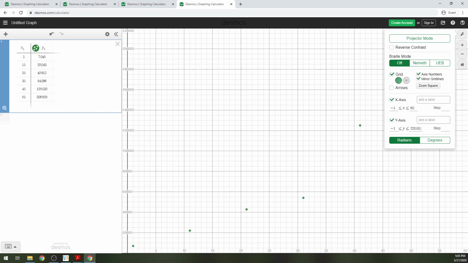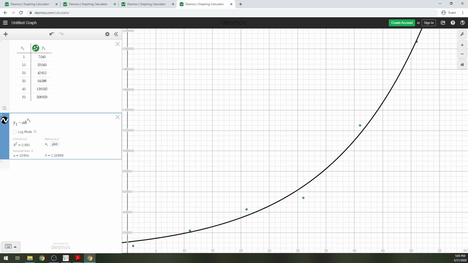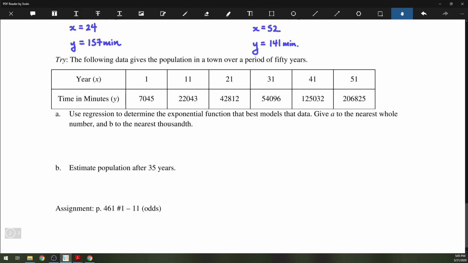So again, y1 tilde a b to the x1 power. All right, so the a value is 10,854, and the b value is 1.059. But if you round it up, it will be 1.060. Okay, so let's go ahead and record those.